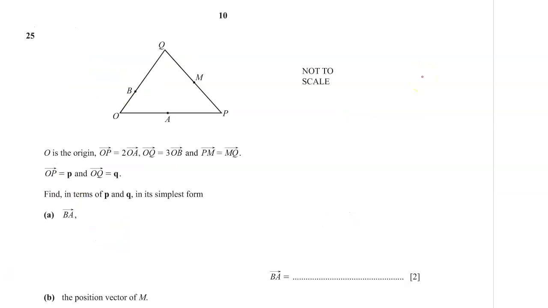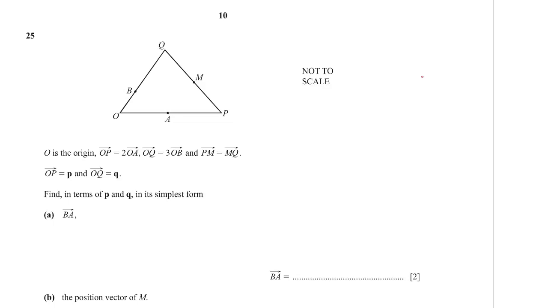Number 25. O is the origin of this vector OP. OP is equal to 2AO. QO is equal to 3OB. And PM is equal to MQ. OP is P and OQ is Q. Find in terms of P and Q in its simplest form.